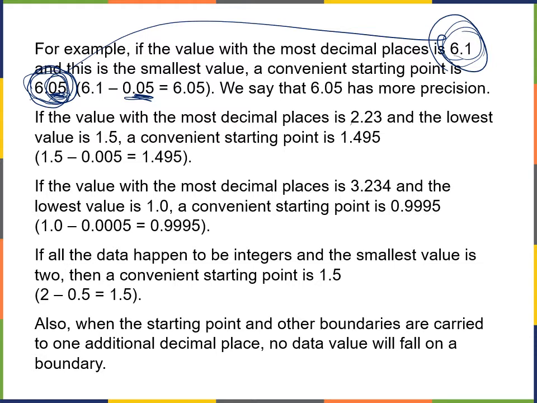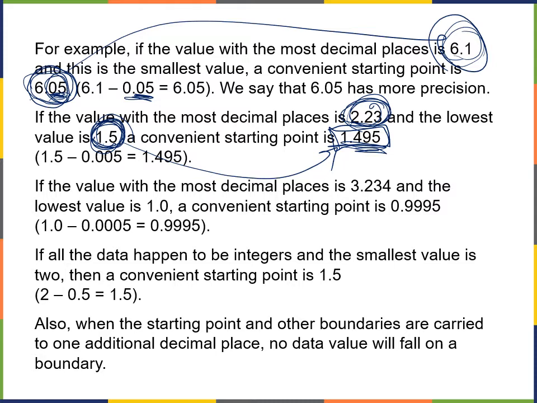Or let's say our data value that has the most decimal places is 2.23. And let's say the lowest data value happens to be 1.5 though. But this had two decimal places in it. So we want our first class to fit this data value in, but we also want it to have three decimal places. So a good option would be maybe to have your first starting point be 1.495. That's got three decimal places, but this first one falls right after that data value. Again, from a calculation standpoint, it helps.